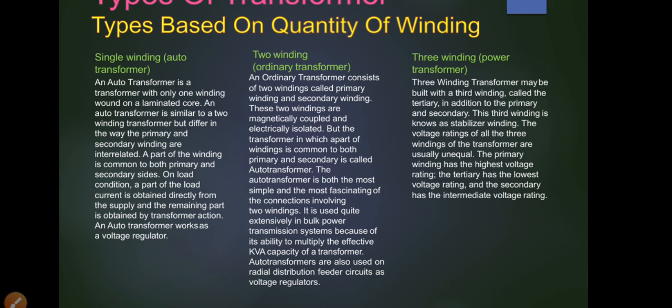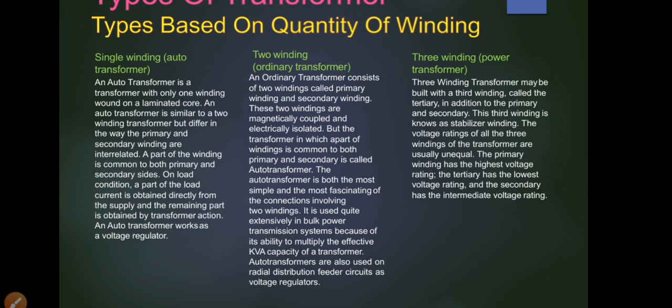Now we will come to the two winding transformer. This is the ordinary transformer. We already know that the ordinary transformer has two windings, one called the primary and the other the secondary winding. The two windings are magnetically coupled and electrically isolated, but the transformer in which part of the winding is common to both the primary and secondary is generally called the auto transformer.